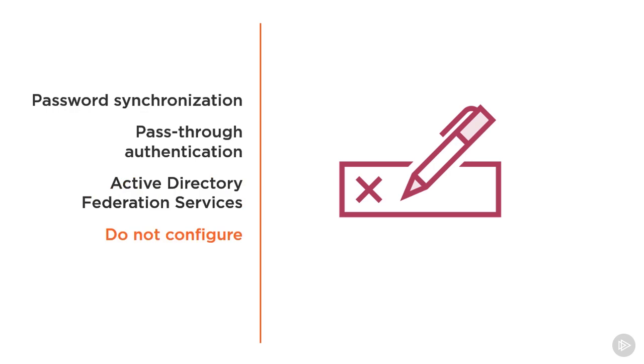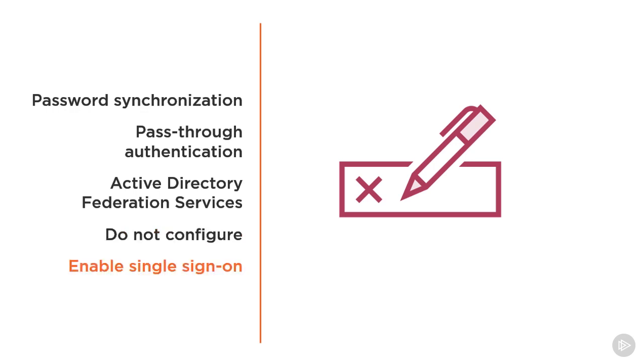We also have Do Not Configure. We're not using Active Directory. We're not using password synchronization, pass-through authentication, or ADFS. We're using something external, like a third-party federation server. So we do have that as an option as well. And if we've configured an Active Directory environment with Office 365, it's going to detect it's not a third-party federation server, and this option is not going to be available to you.